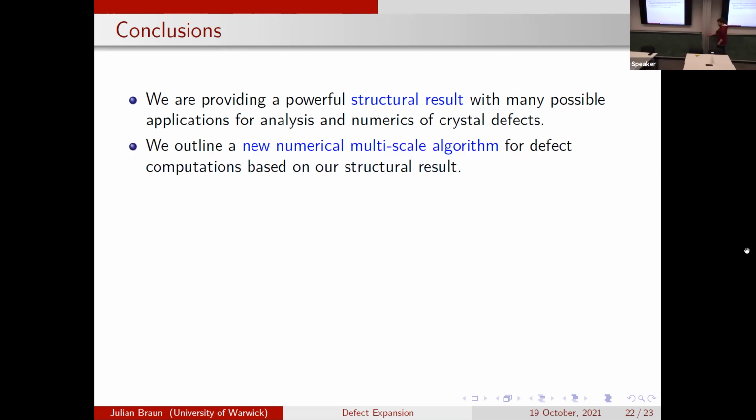But the one application that we directly had in mind is these numerical multi-scale algorithms, because we can really get high order convergence just by adding a few terms. So by multiplying the computational cost by 3, we get 3 orders extra convergence rate or something like that, right? That's pretty crazy.